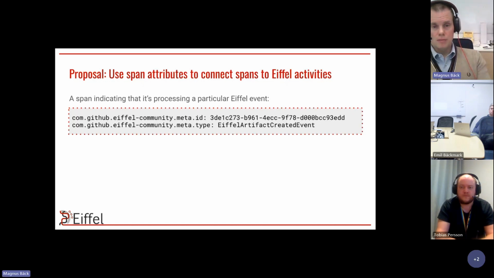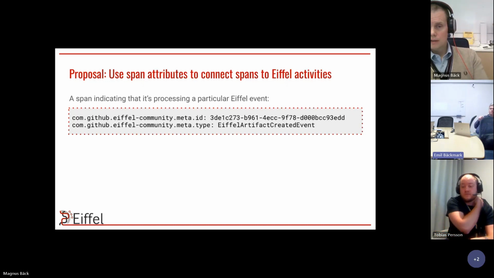Again, here we get into what I talked about earlier about including these links in the boundaries between Eiffel and OpenTelemetry. So maybe I'm one step ahead now, and we should connect only spans to Eiffel events. But the question was also if you have Eiffel events linked to spans linked to Eiffel events, so they get dual links like this.